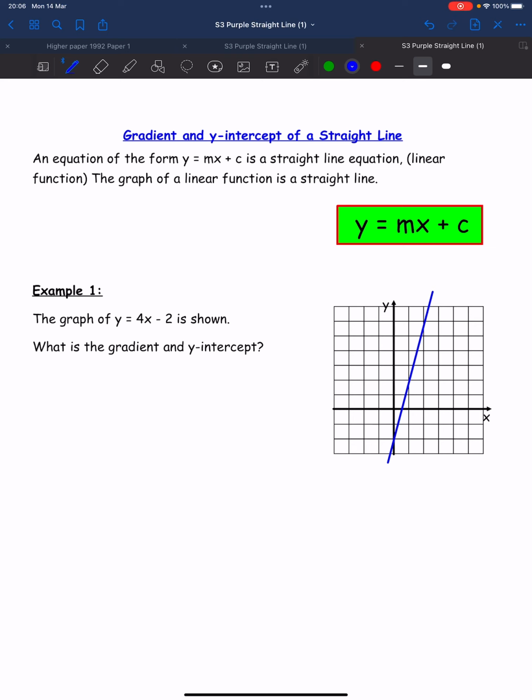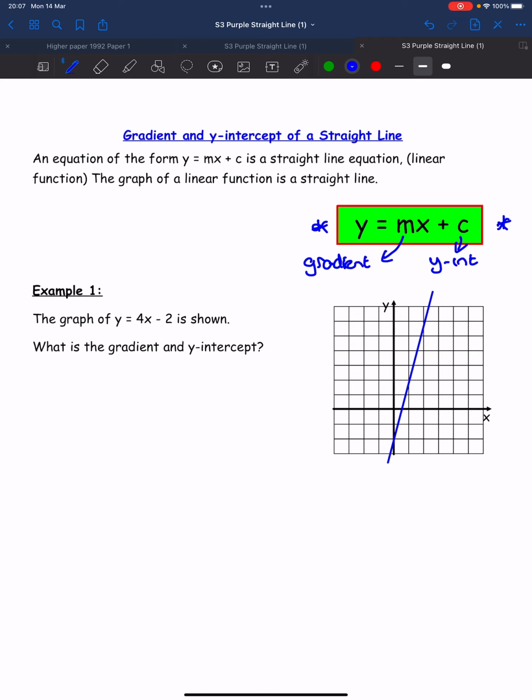Okay, so every straight line can always be read in the format of y is equal to mx plus c. That's what we see in this green box here. When a straight line is in this format, we can always read off the gradient and y-intercept. So the format is y is equal to mx plus c, where the m value is the gradient and the c value is the y-intercept, i.e. where it cuts through the y-axis.